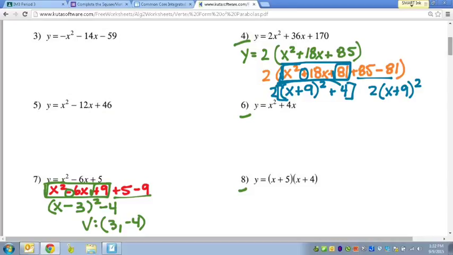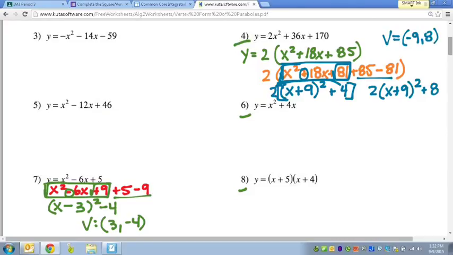But to the 4, absolutely, because the 4 is just inside the bracket there. So 2 times 4 is 8. Okay? So 2 times (x plus 9) squared plus 8. And that means my vertex for this problem would be -9, 8.